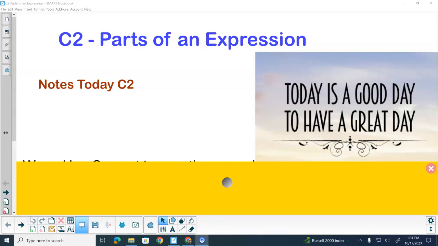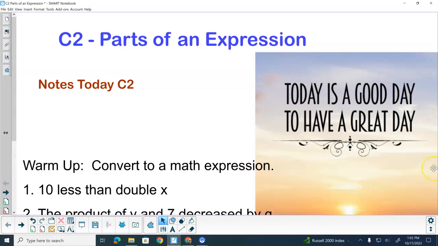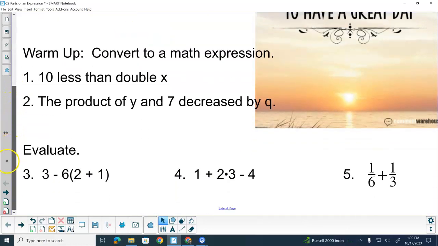Up at the top, we added a little section at the top of all of them in this unit for warm-up problems. For today, there's 5 warm-up problems that I would like you to do. The first 2 are converting from words into a math expression, which is what we did yesterday. And then there's some evaluating ones from previous units. I'll give you a couple of minutes to work on those 5 problems.